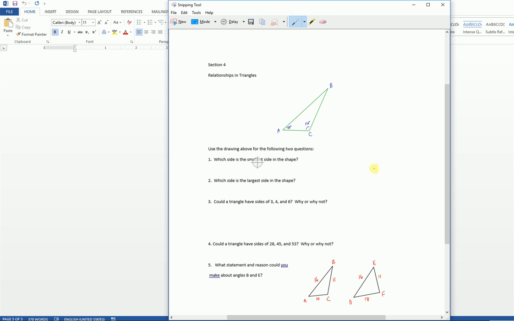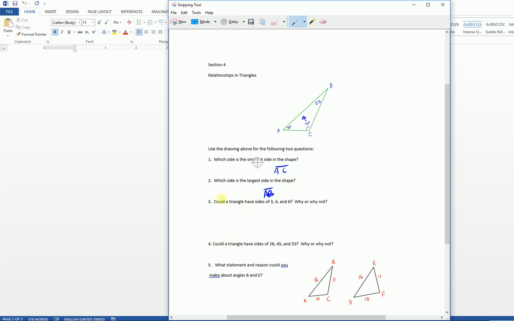Okay, the final page. Using the drawing above for the following two questions. Okay, what's the smallest side? Well, first we need to have this angle, and it looks like this angle is 20 because the three angles need to add up to 180. So what's the smallest side? Well, it has to be the side that's opposite of the smallest angle, so it's going to be side AC, and the largest side is going to be the side opposite of this 120, so that's going to be AB.